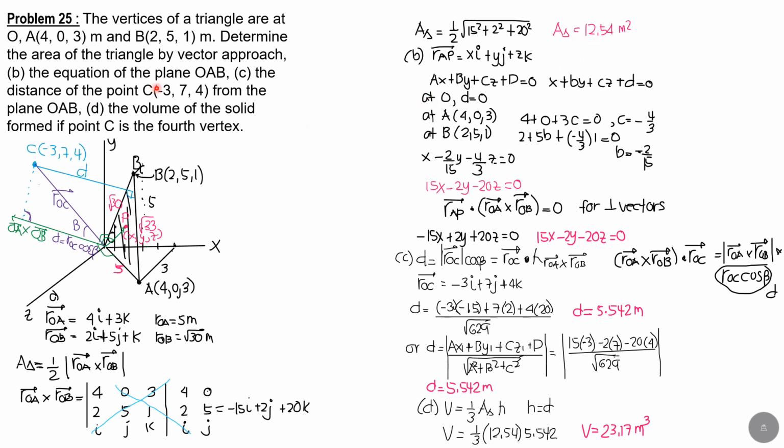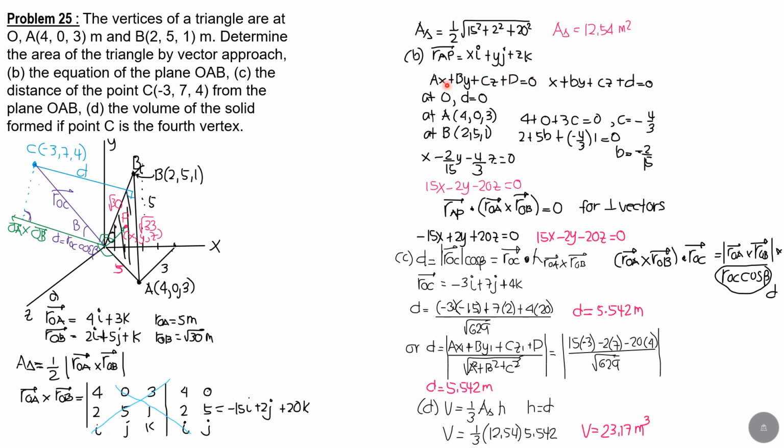For B, the equation of the plane OAB. So we have to set up; I'll present two solutions here. P is on the plane. I denote the coordinates with x, y, z. So in vector form, OP is xi plus yj plus zk. Then this is the general equation of a plane.